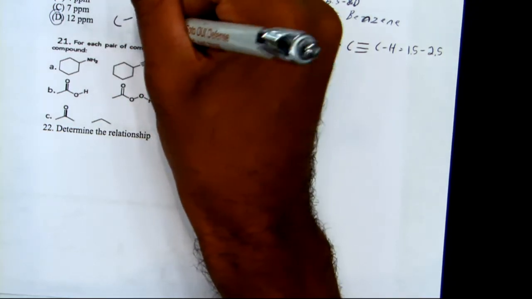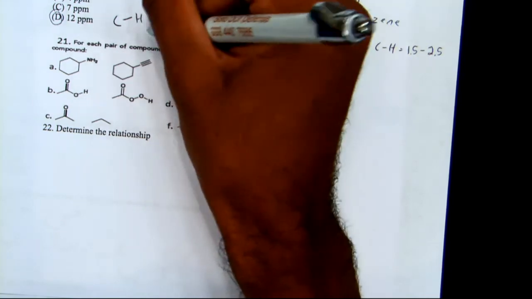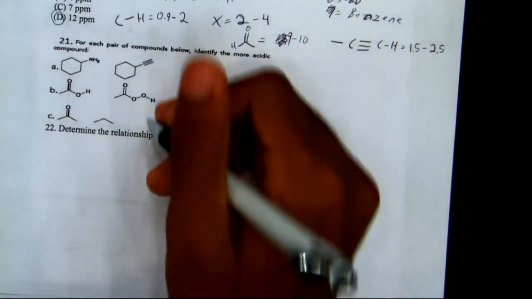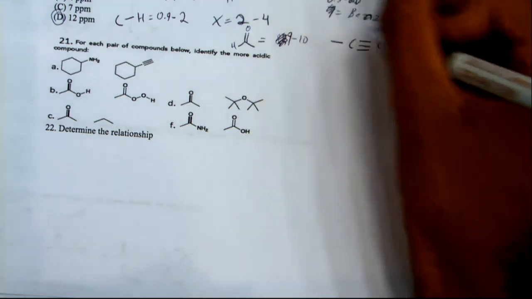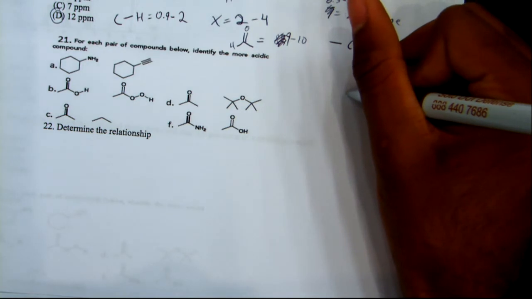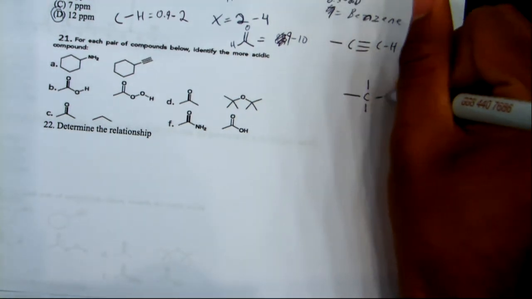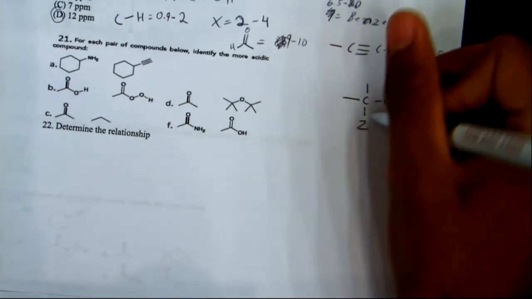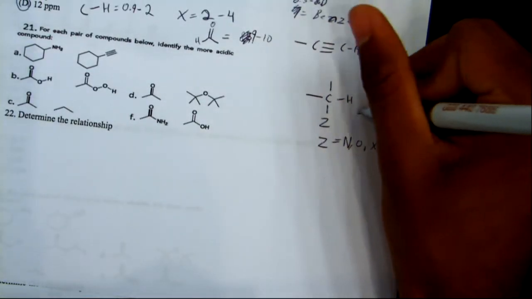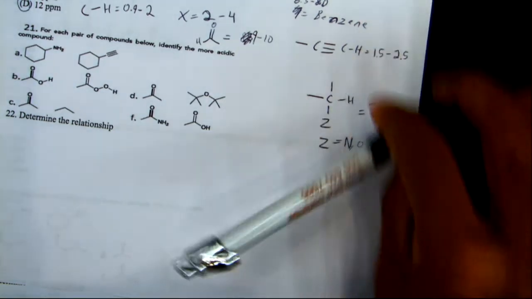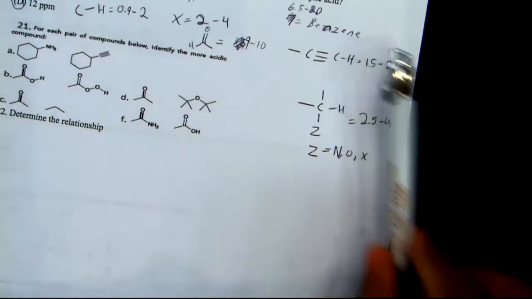And then an SP3 carbon to an H was 0.9 to 2. And then I'll just draw one more, C H. So this is Z, but the Z can be N, O, or X. And this equals 2.5 to 4. All right, so these are just common ppm values.